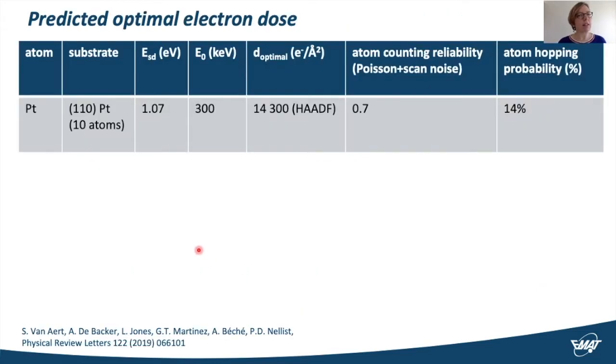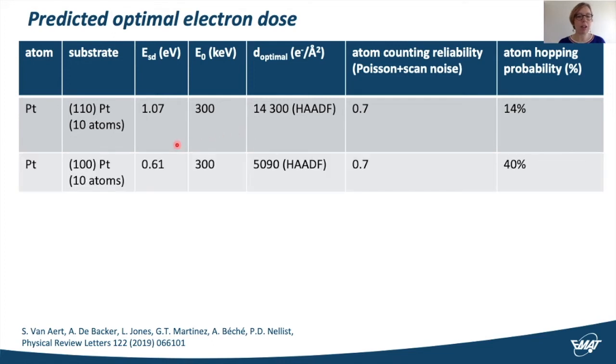And therefore, a statistical framework was proposed and experimentally verified in this paper. This enables an investigator to theoretically predict the optimal electron dose before conducting the experiment. If we consider a surface displacement of platinum atoms on a 100 substrate, the surface diffusion energy decreases, resulting in lower values for the optimal electron dose, whereas at the same time, the probability for beam-induced surface diffusion increases.